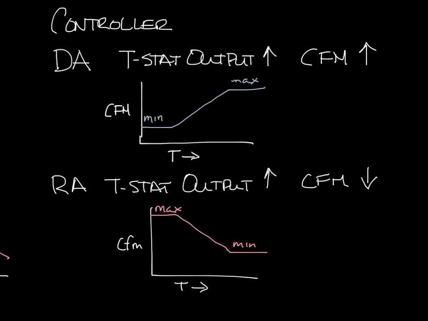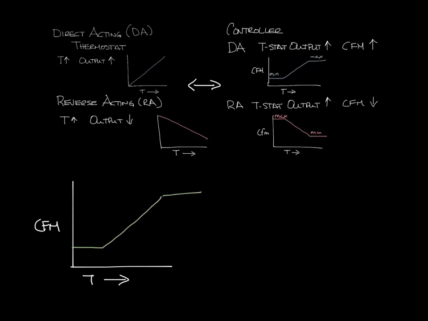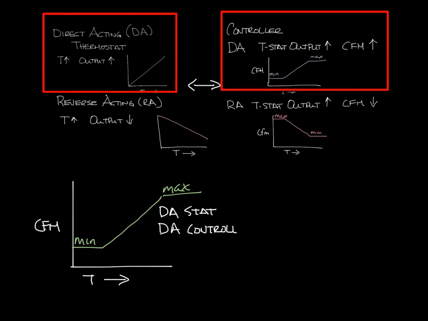Now let's pull everything back together and see what happens when you have direct acting or reverse acting thermostats with direct acting or reverse acting controllers. So let's redraw our two graphs down here with CFM versus room temperature. In the first one we did, we had a minimum, the modulation zone, and a maximum CFM. You'll see this sequence of operations with a direct acting thermostat and a direct acting controller.